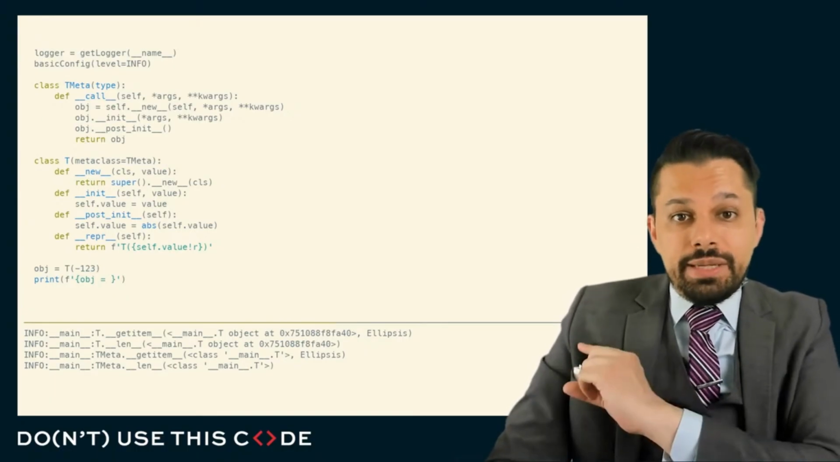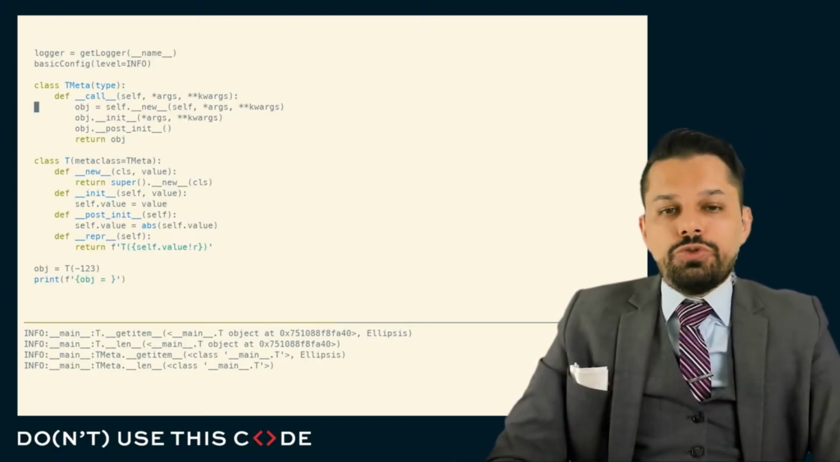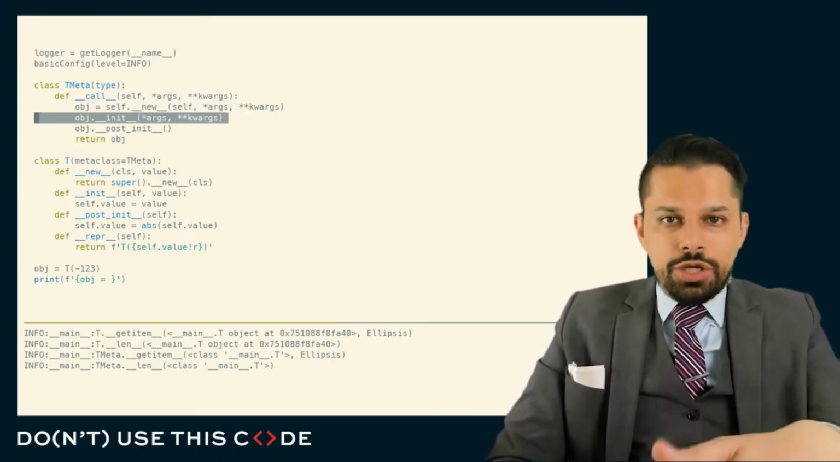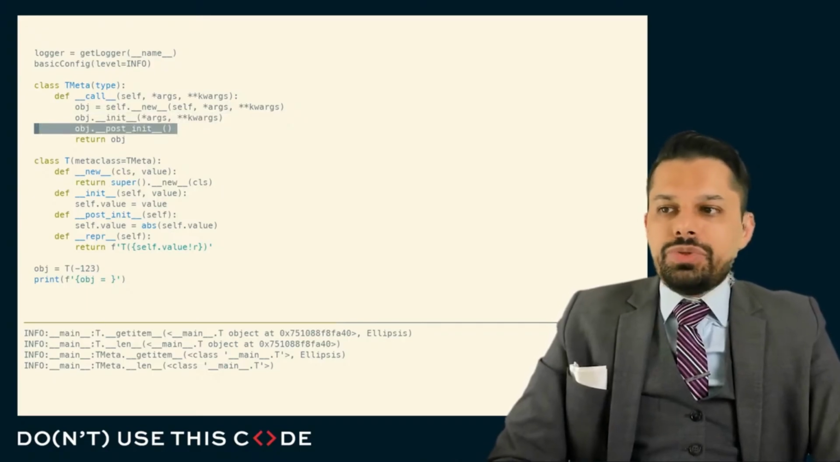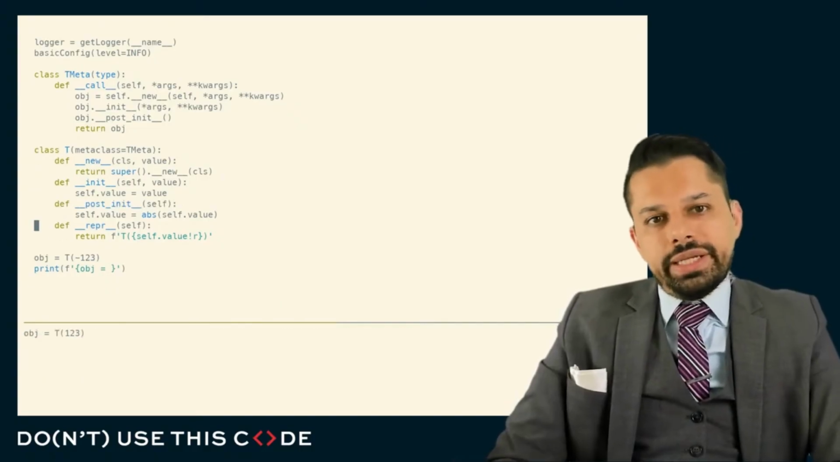Here, you can see I'm simulating something akin to the dataclasses.dataclass, where I use new in order to create a new instance of this class. I use init to initialize that instance, and then I even implement the ability to do a post init, where I'm doing some additional data normalization or data cleanup.